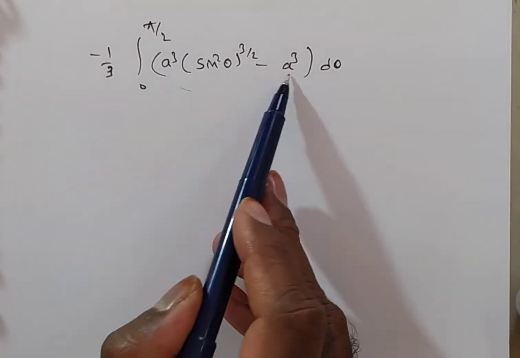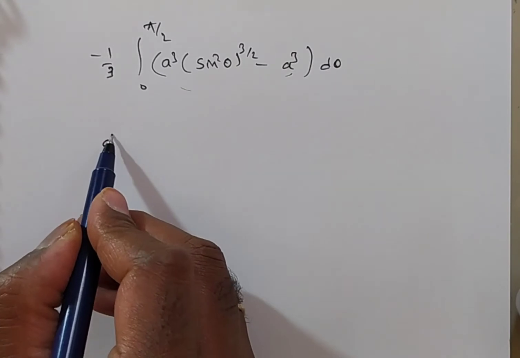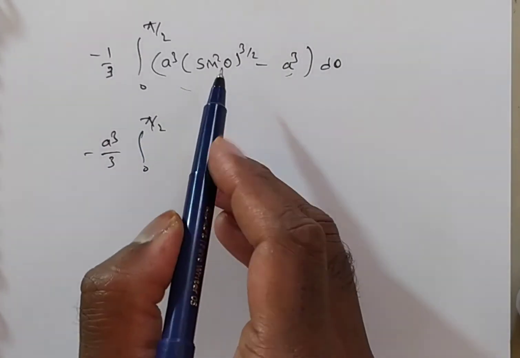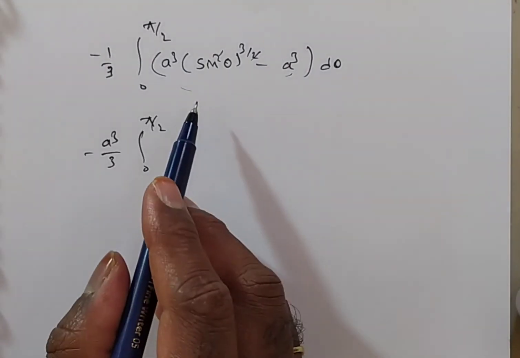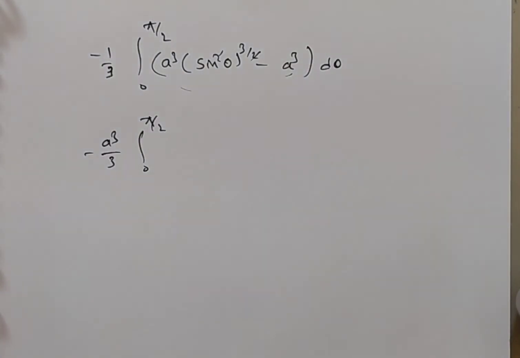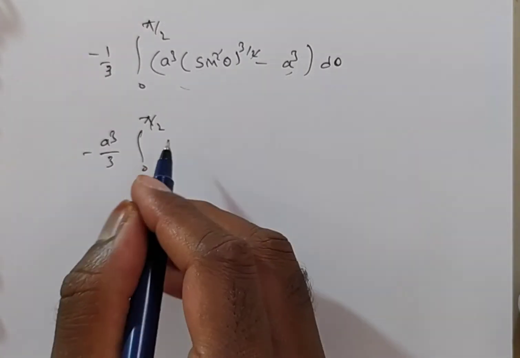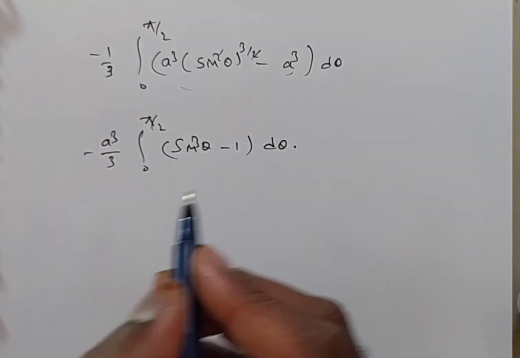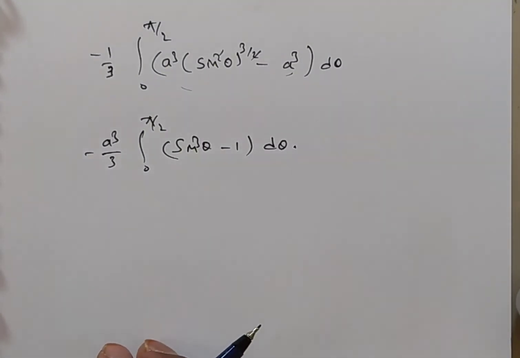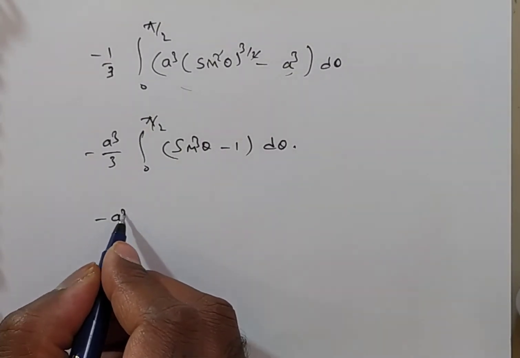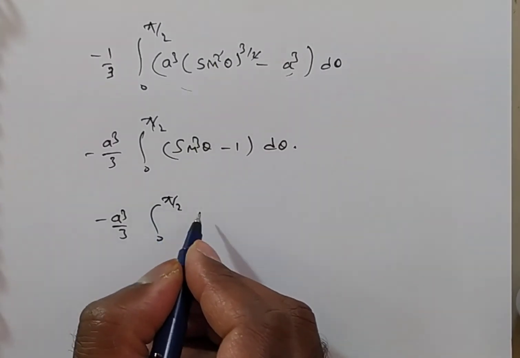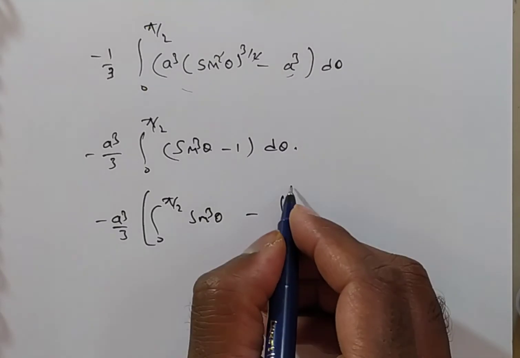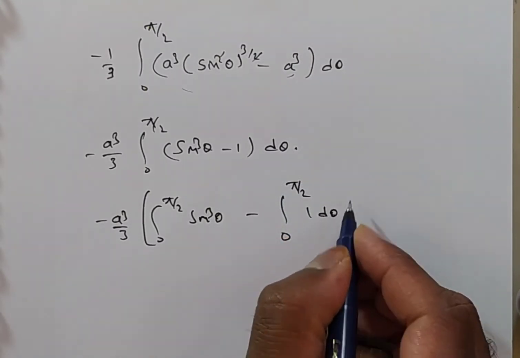Now from these two you can take a cube as common. Then you will have minus 1 by 3 times a cube, limits from 0 to pi by 2. This square and square root get cancelled. Then you will have sin cube theta minus 1 into d theta. Now you have to integrate this one. I am separating first: minus a cube by 3, integral from 0 to pi by 2 sin cube theta d theta, minus the integral from 0 to pi by 2 of 1 d theta.